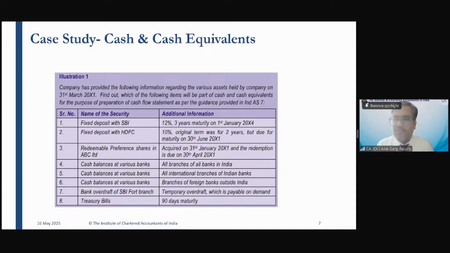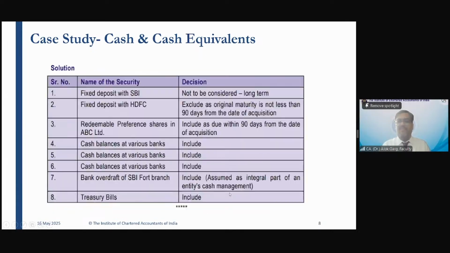Okay. So you are right, Prithviraj. In the balance sheet, the presentation of bank overdraft is the same in Ind AS as well as AS. The only difference is in the treatment in the cash flow statement. Right, sir. Treasury bills with 90 days maturity are a cash equivalent. Yes, it has to be included as a cash equivalent.